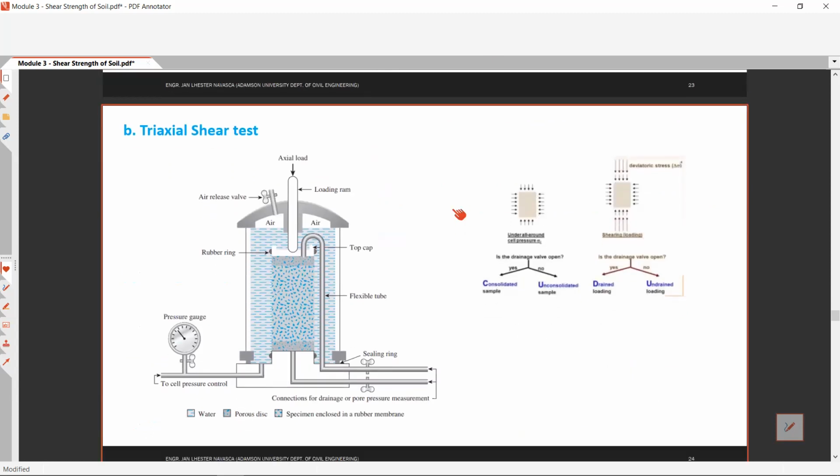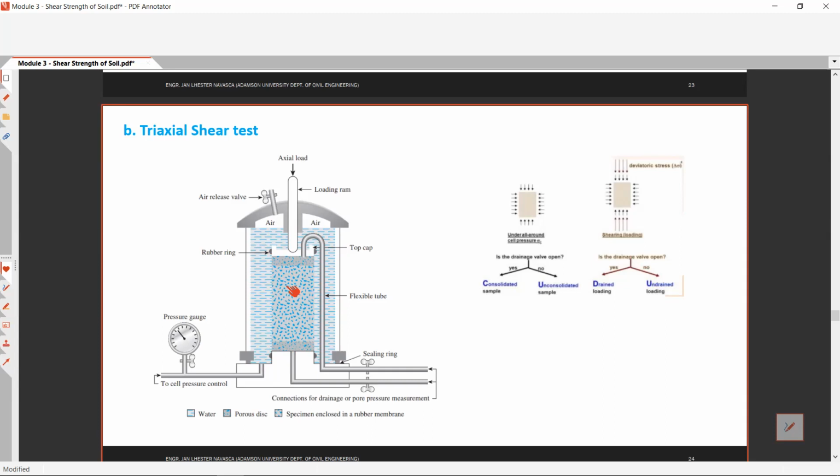So for the triaxial shear test, this is your triaxial shear test apparatus, this one. So you have an axial load, a loading ram. Then you have an air releasing valve. Then you have this water. Okay? So pwede siyang submerged in water. So this one is your water. This is your porous disc. And this one is your specimen in a rubber membrane.